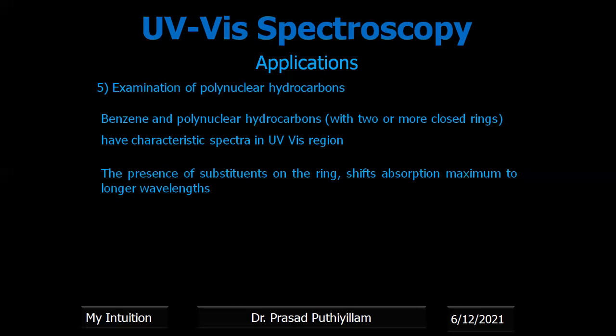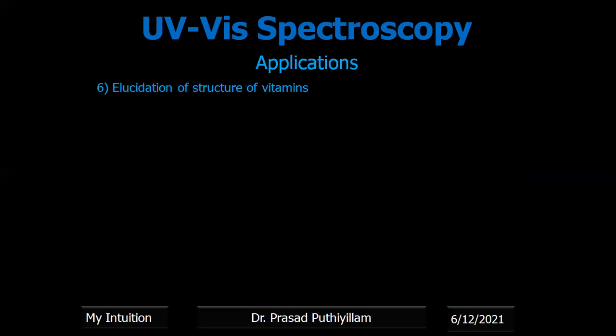Longer wavelength means lower energy, less energy required to get the spectra to observe the photons. Now, elucidation of structure of vitamins. Example, vitamin A1, then vitamin A2.